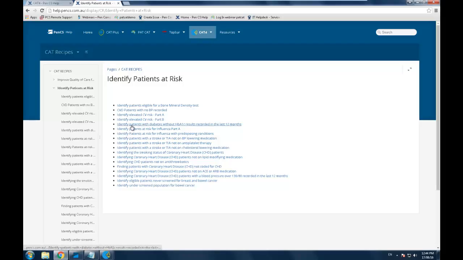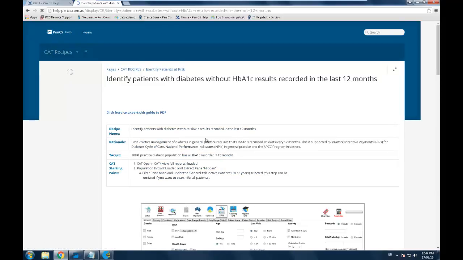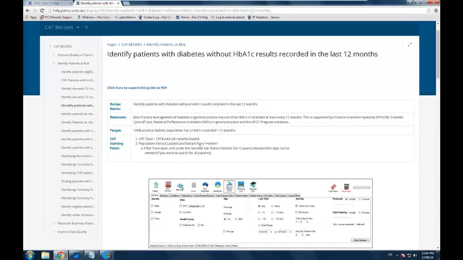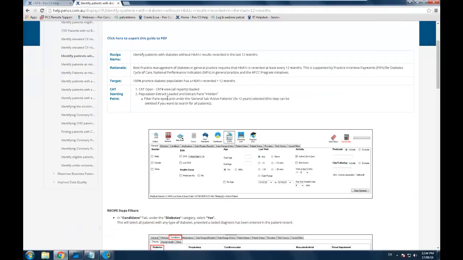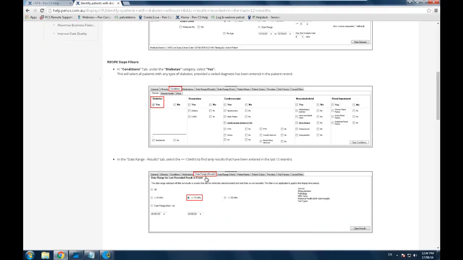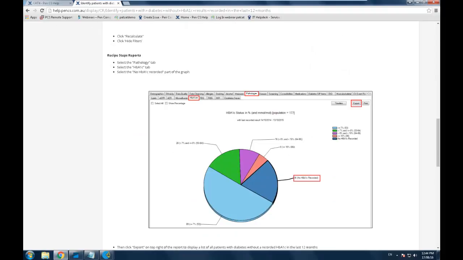Well, there's one here. Identify patients with diabetes without HbA1c results recorded in the last 12 months. So that will basically walk you through what I've just talked about. All of these recipes have the same design. They have a name, a rationale, why do we do it, what's the target, and then starting point in CAT. This is where you start. You go to the conditions filter, you tick the diabetes, yes. You tick the 12-month date range box, and you go to the pathology HbA1c report. Exactly what we've just done.